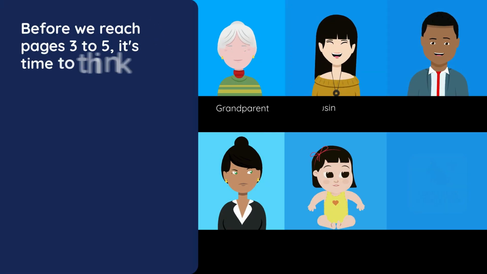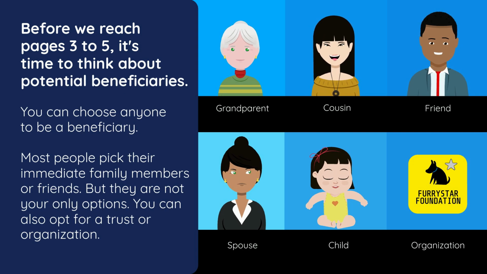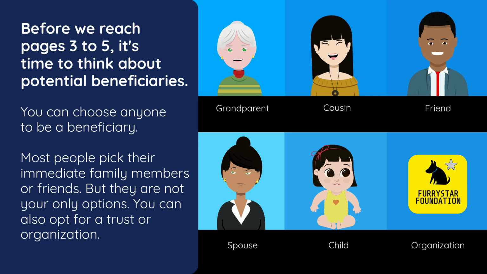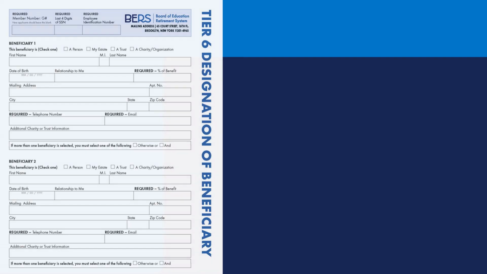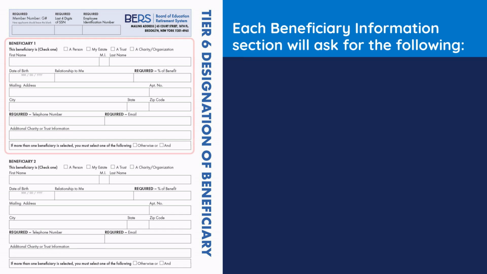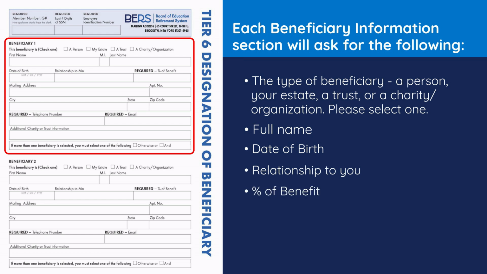Have you thought about who you will list on pages 3 to 5? Remember, it can be a family member, a friend, or even an organization. For each beneficiary, you will need to select the box that indicates the type of beneficiary. Next, you will write their full name, date of birth, relationship to you, the percentage of the benefit they should receive, and their contact information.